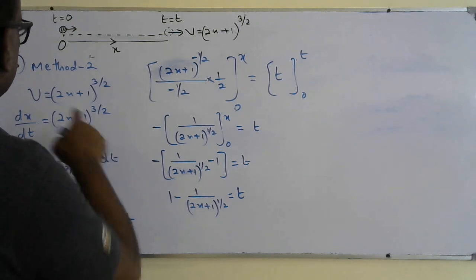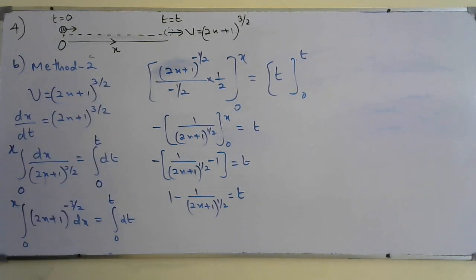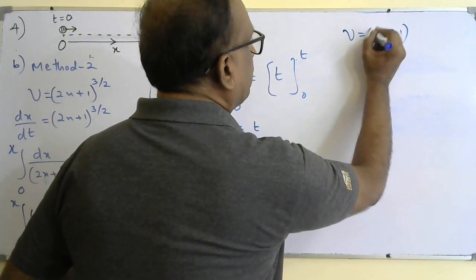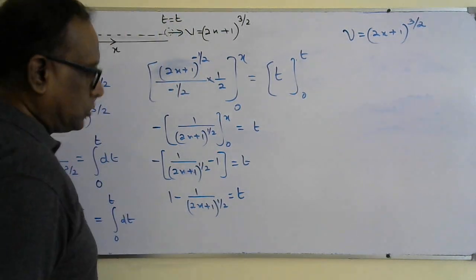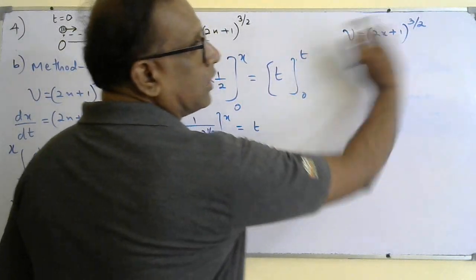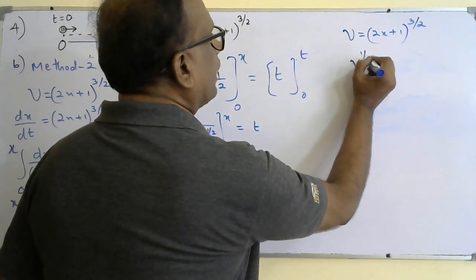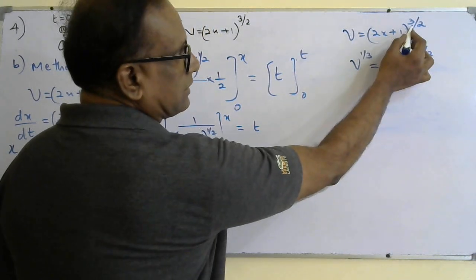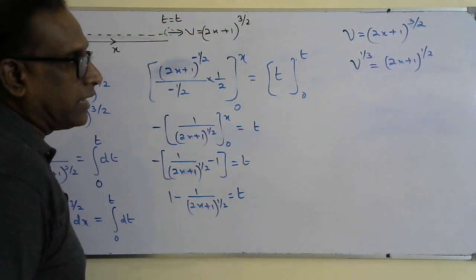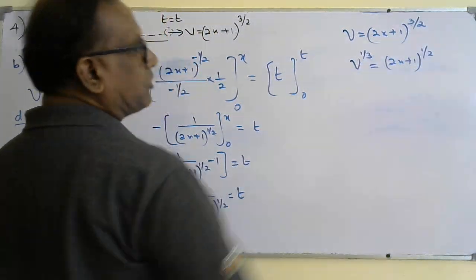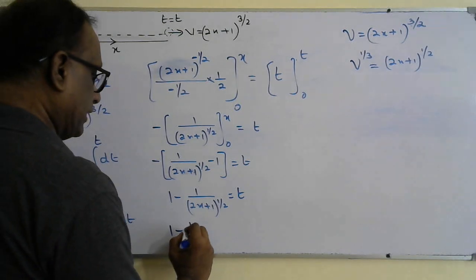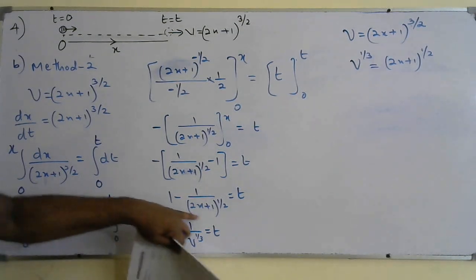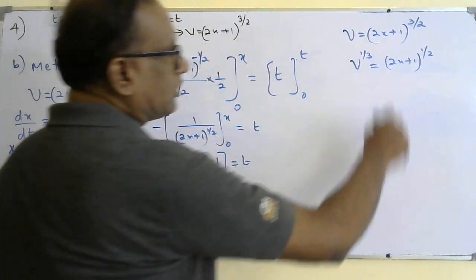But we know that v is equal to 2x plus 1 to the power 3 by 2. So 2x plus 1 to the power half means, on both sides take cube root, we get v to the power 1/3 equal to 2x plus 1 to the power half. Is it? When you take the cube root, 2x plus 1 to the power half, we can substitute v to the power 1/3. So this is going to be 1 minus 1 over v to the power 1/3 equal to t. Am I right? 2x plus 1 to the power half is v to the power 1/3.